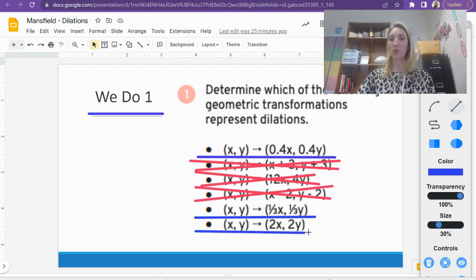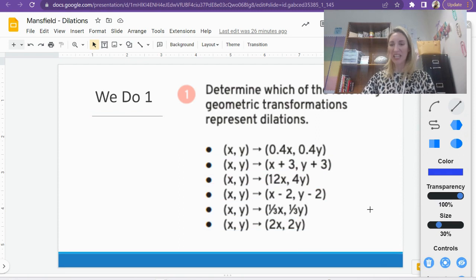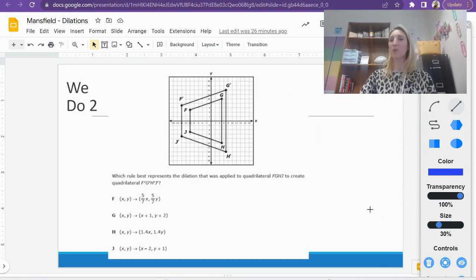And then again, if I'm going too fast, it's as simple as pause the video, you copy and then you press play again. Sounds good? Here we go. Next slide. We do number 2. On your paper, go ahead and please write the title. We do number 2.